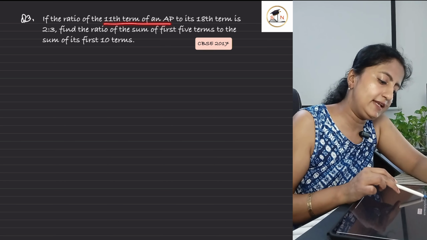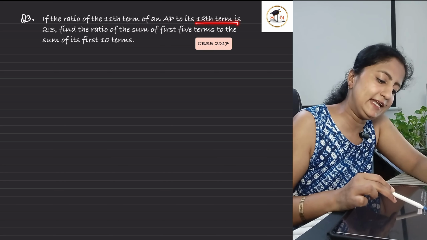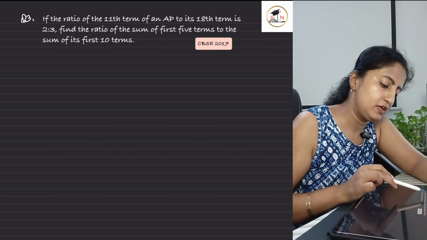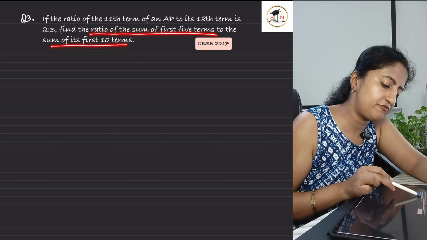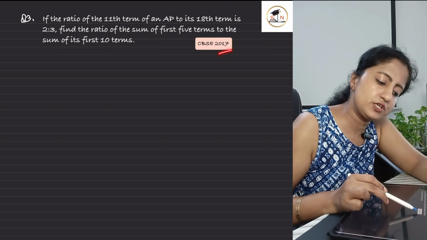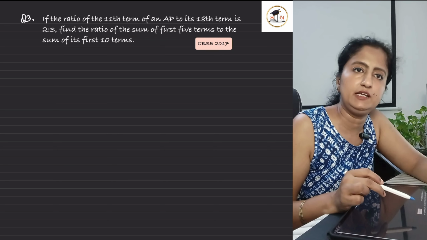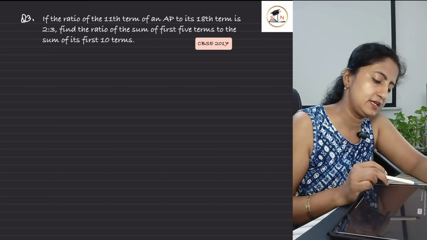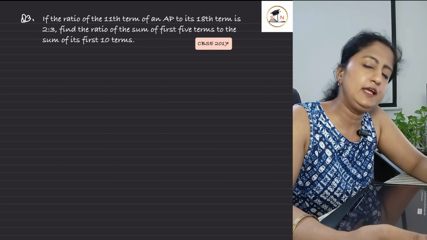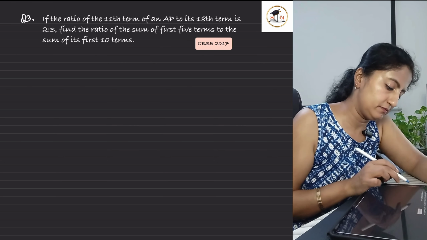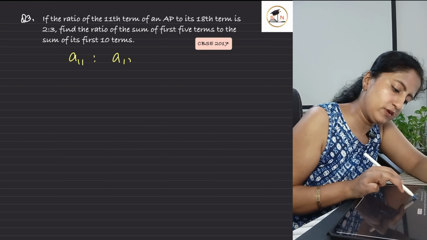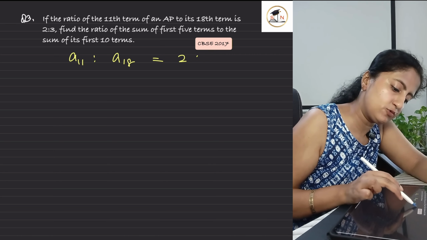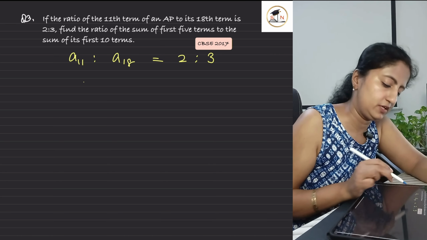If the ratio of the 11th term of an AP to its 18th term is 2:3, find the ratio of the sum of first 5 terms to the sum of first 10 terms. This question appeared in 2017. Now, what have they given us? They have given us the ratio of the 11th term to the 18th term. So, let's start writing A11 to A18. This is given to us as 2:3.